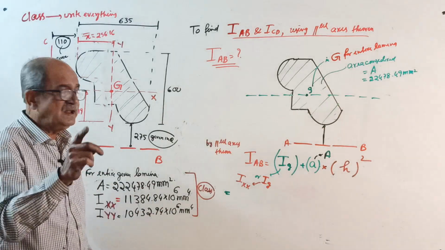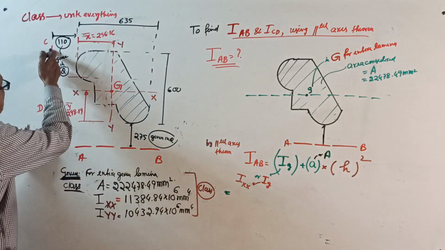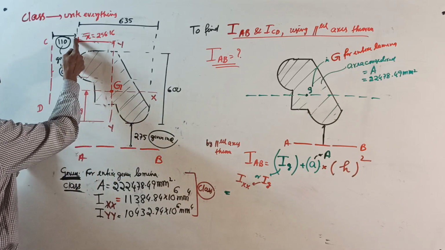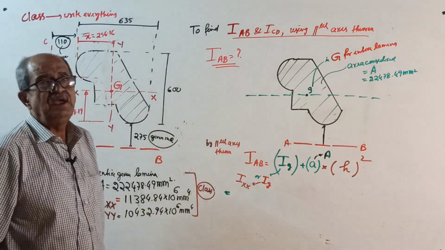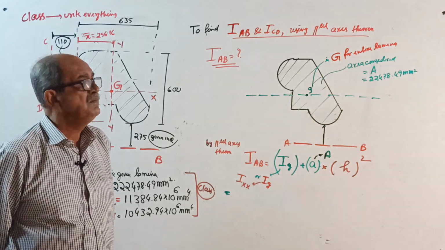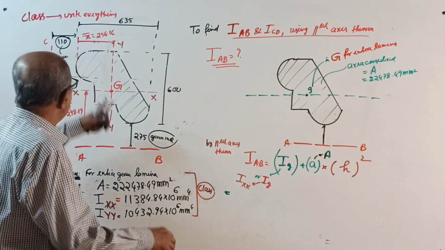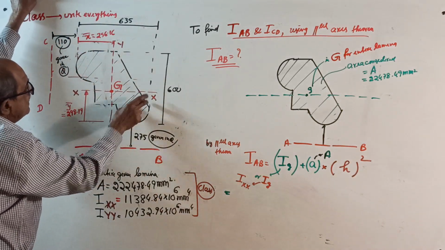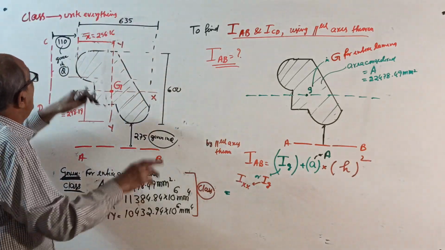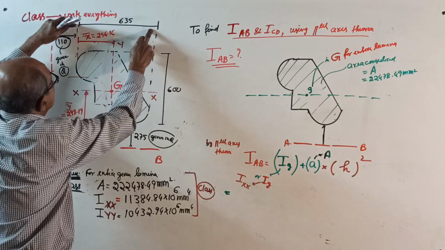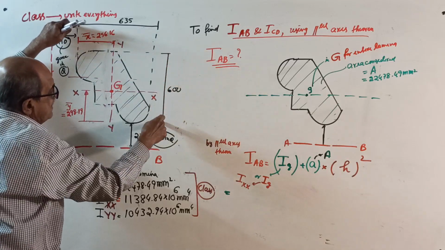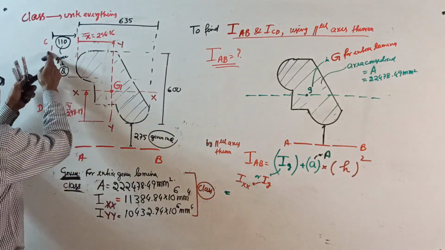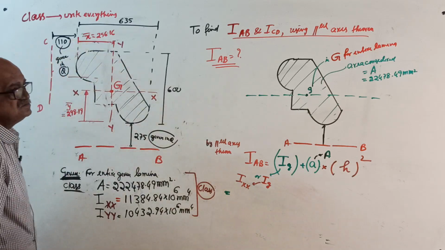He wants moment of inertia about AB and CD. AB is same as last time, 275 here and 110 here. Okay, he will ask you to calculate. You tell him, okay, I will calculate, but what about division? This diameter, this width, this diameter, this height, etc. No. I am giving you overall dimension, 635 by 600. Okay. I want I about AB at 275, I about CD at 110 here.